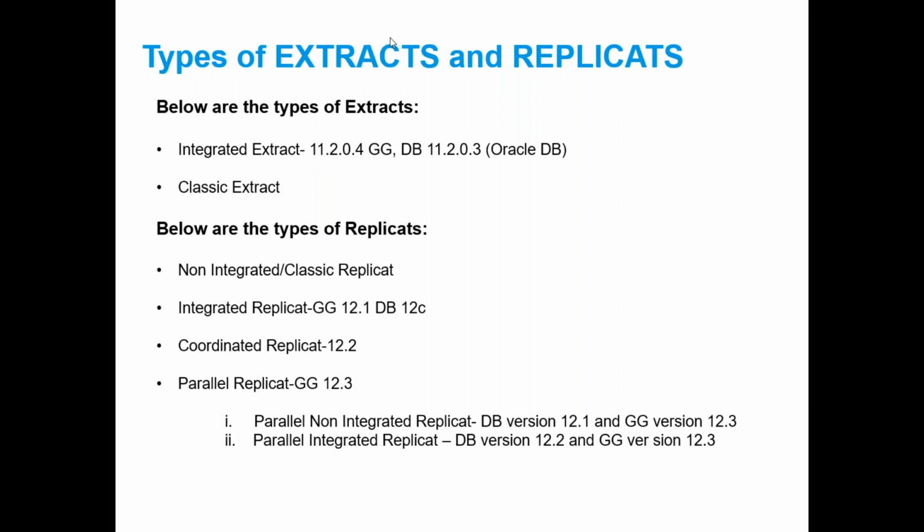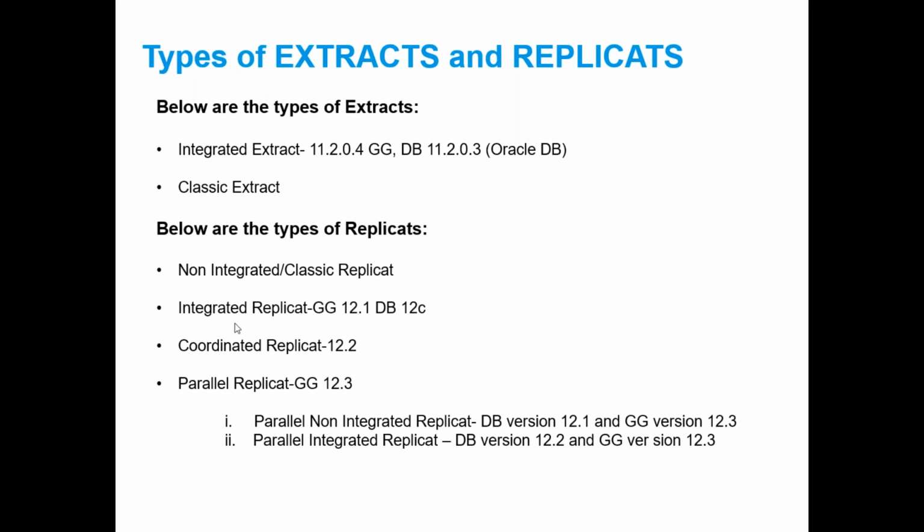So there are two types of extract: integrated extract and classic extract. Now there are different types of replicats available as well. What are the different types of extract? You will understand when we move forward. Extract extracts the data from the source database, and replicat applies the data. So the extract process is responsible for extracting the change data from the source database, and the replicat process is responsible for applying the data to the target database.